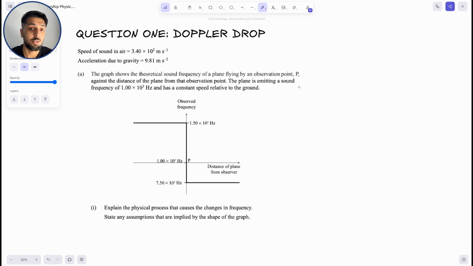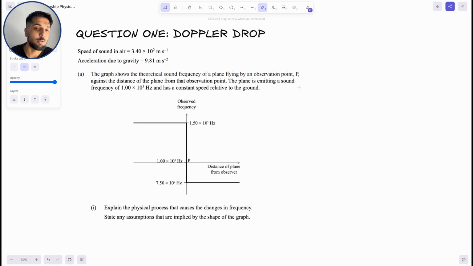Question 1. The graph shows a theoretical sound frequency of a plane flying by an observation point P against the distance of the plane from the observation point. The plane is emitting a sound frequency of 1000 Hz and has a constant speed relative to the ground. Explain the physical process that causes the change in frequency. State any assumptions that are implied by the shape of the graph.